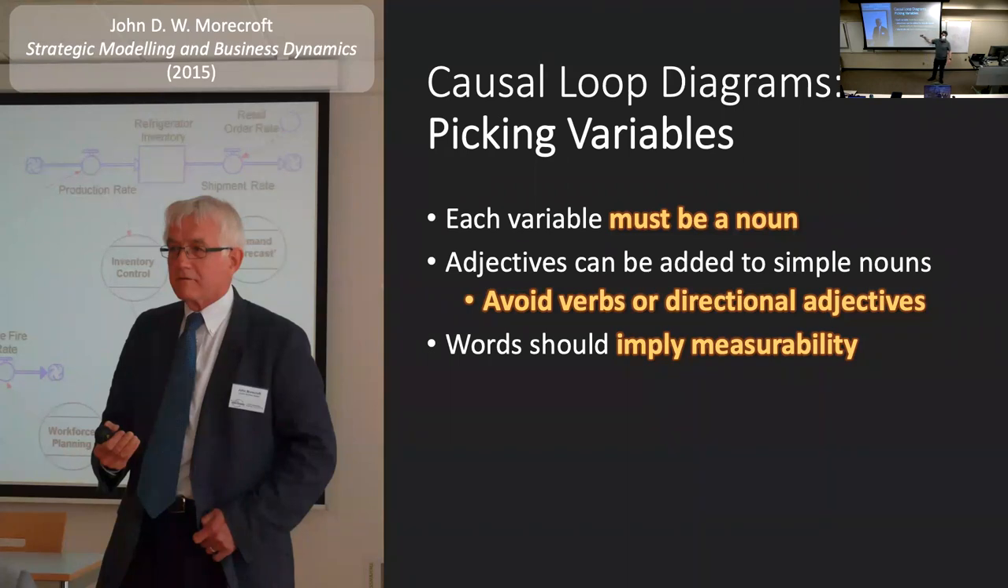So with temperatures rise, get rid of the rise. Also avoid directional adjectives. We don't want to say increasing temperatures. Technically, increasing temperatures is a noun phrase, but it puts direction into the phrase. We really want the direction to be in the link or in the arrow. So avoid that increasing, just say temperatures. And then words should imply measurability.